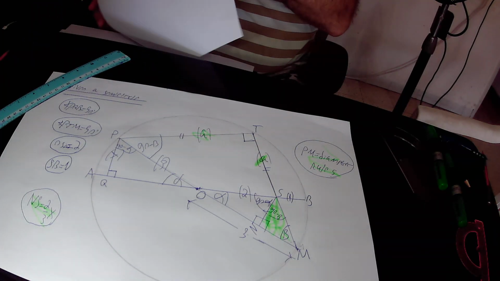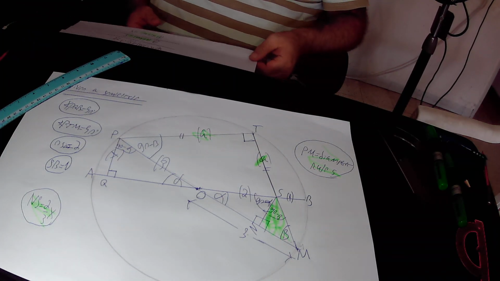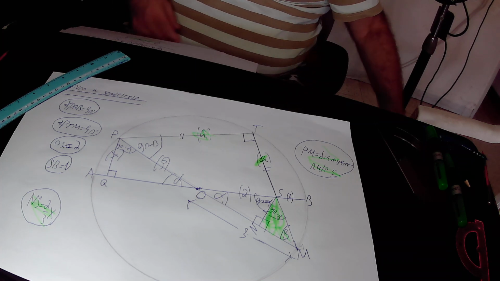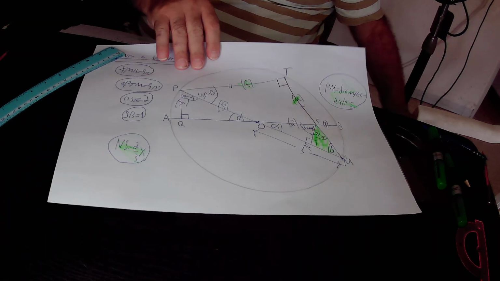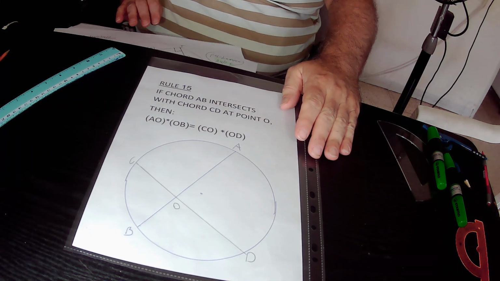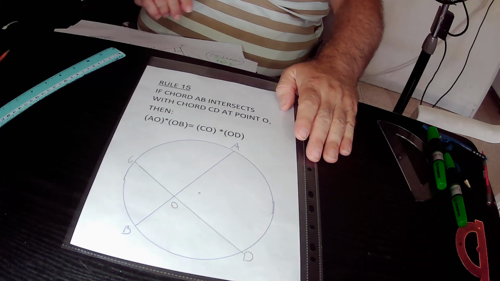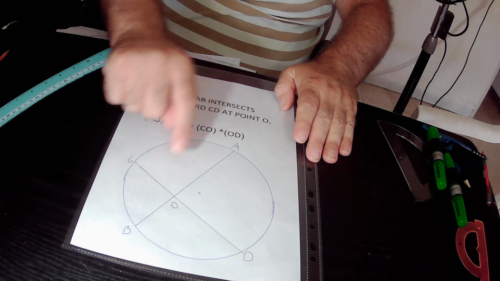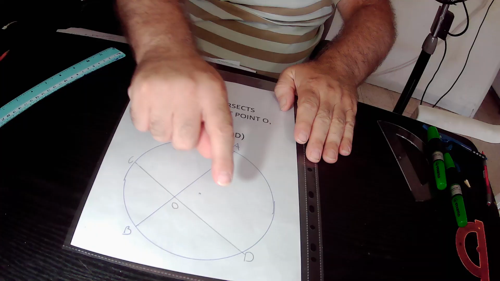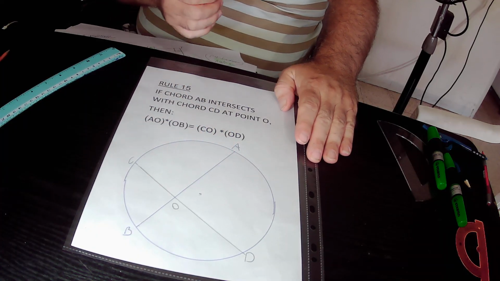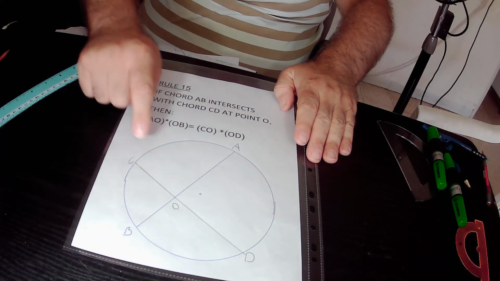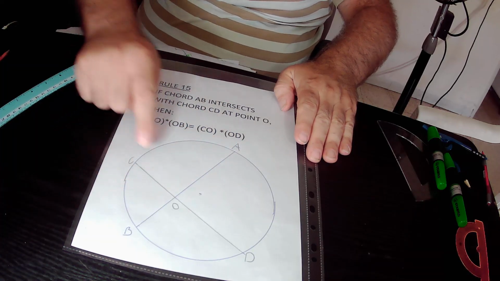In the next step, I repeat quickly rule 15, when we implement rule 15 in our drawing. According to rule 15, if chord AB intersects with chord CD at point O, then the following equation is true: AO times OB equals CO times OD. So we have a circle with chord AB that intersects with chord CD at point O, and in this domain AO times OB equals CO times OD. So we can actually implement rule 15 in our domain.